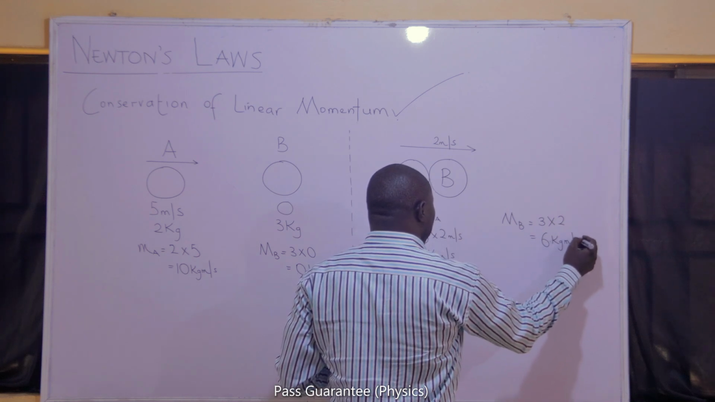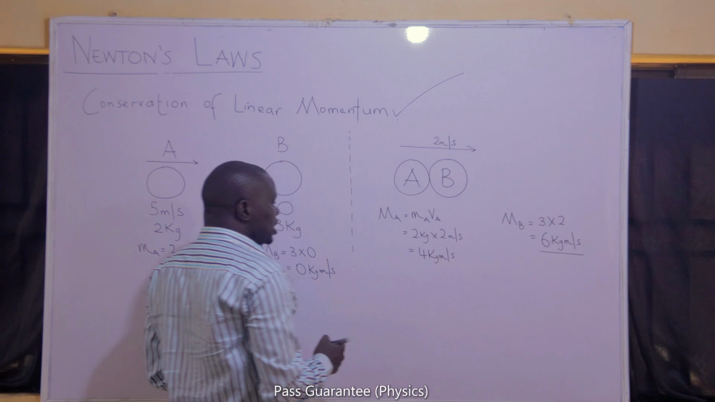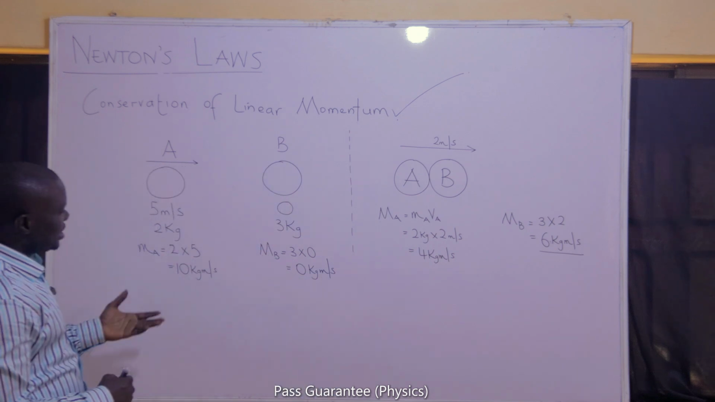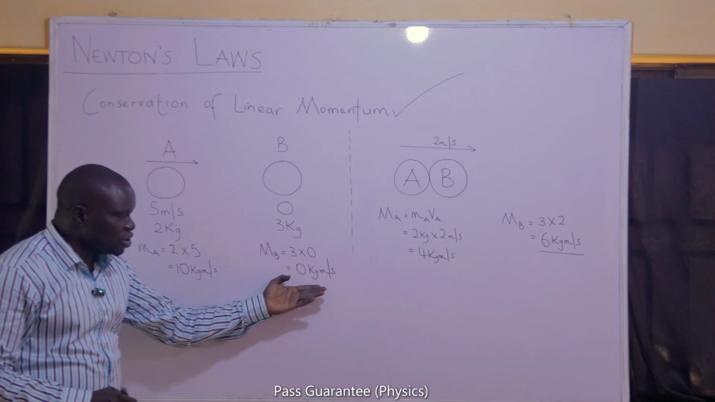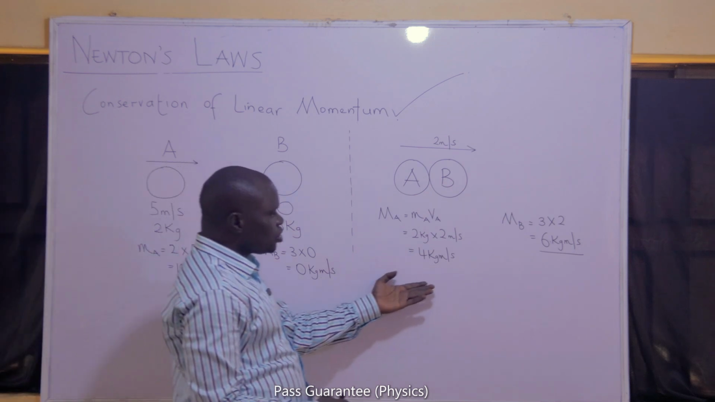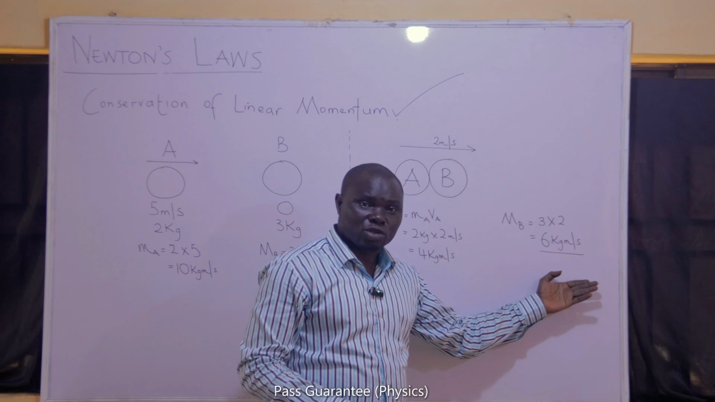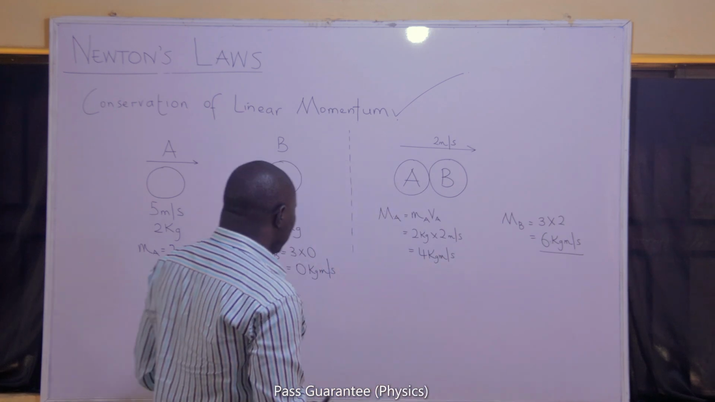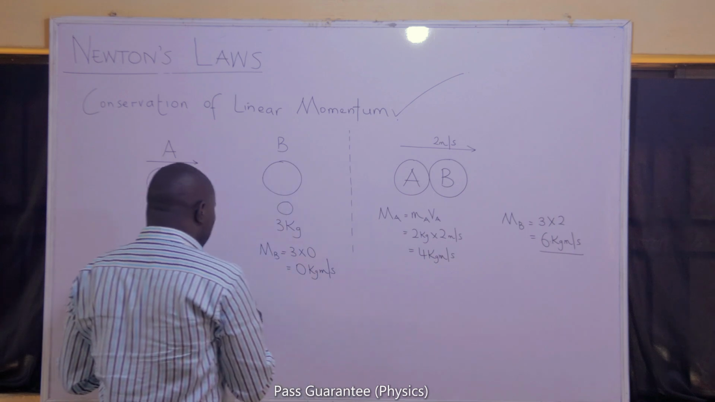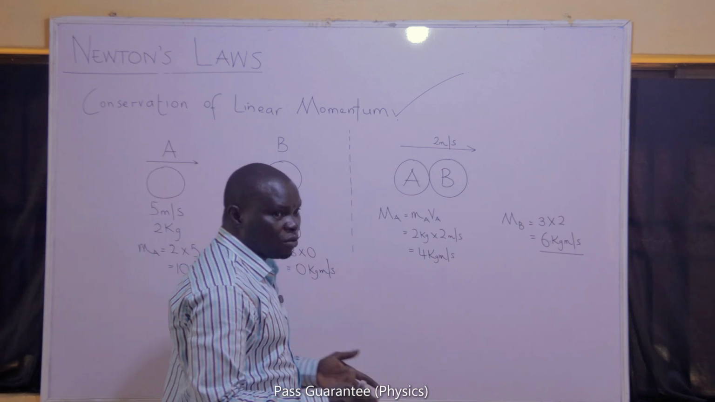meters per second. So when we check very well, we will see that the initial momentum, if we add it together, is 10. The final momentum, if we add them together, is also 10. So the momentum that we ended with, 10, is the same momentum that we started with. So there's a conservation of momentum.